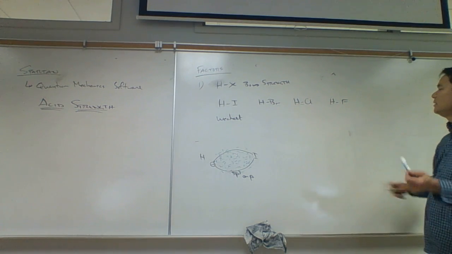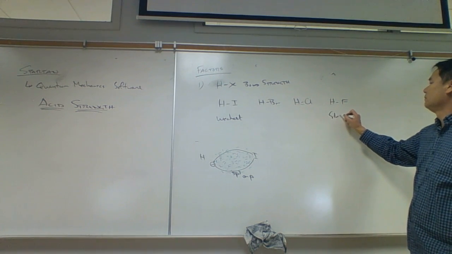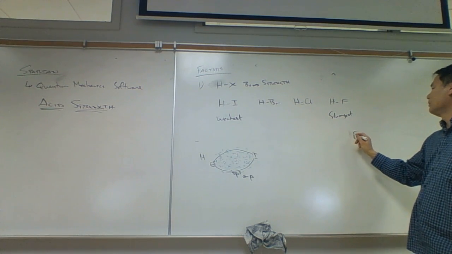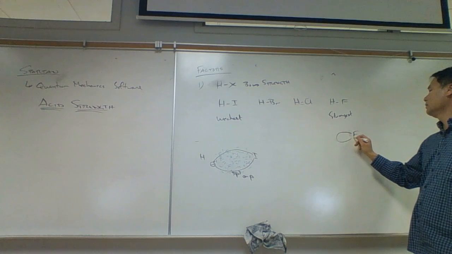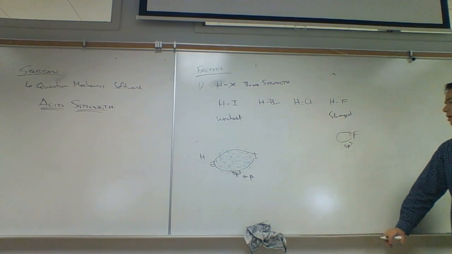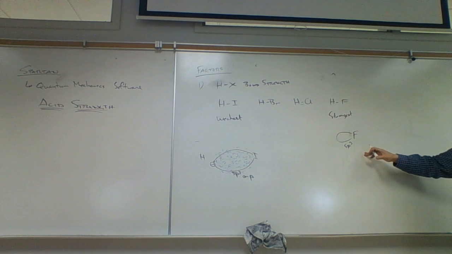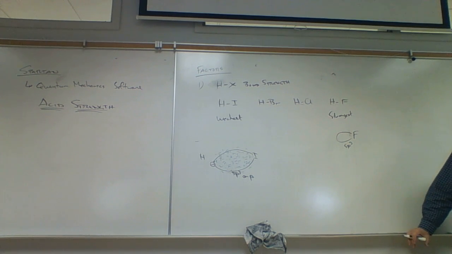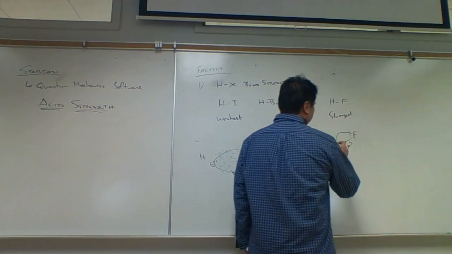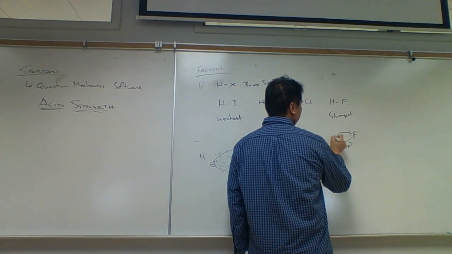The strongest of these would be HF. So if we have fluorine here, you're going to have to hybridize this. Fluorine's kind of small, so the other three sp3 orbitals are going to really repel here. And the H here.